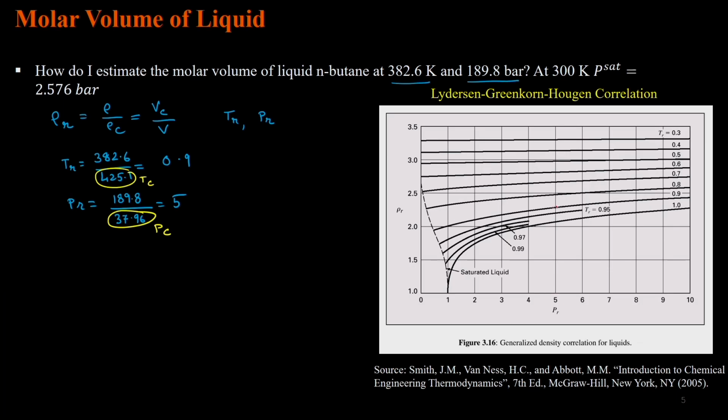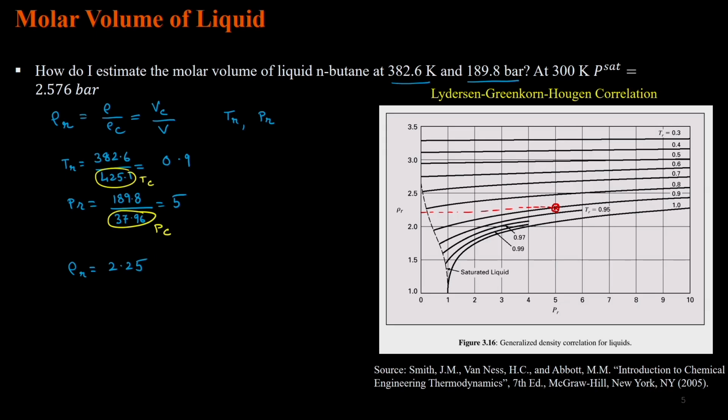chart. This is 5 and this is 0.9. So I'm there on the chart, and I can go back and see at this point what the value for reduced density is. It's about halfway in between 2 and 2.5. So let's say it is 2.25. So the reduced density I have obtained at these conditions is 2.25.